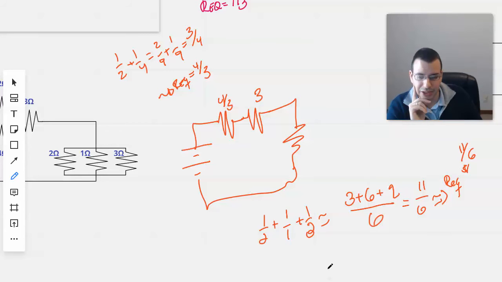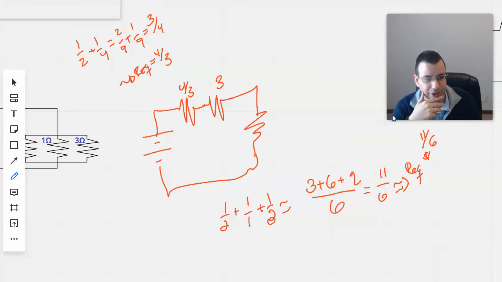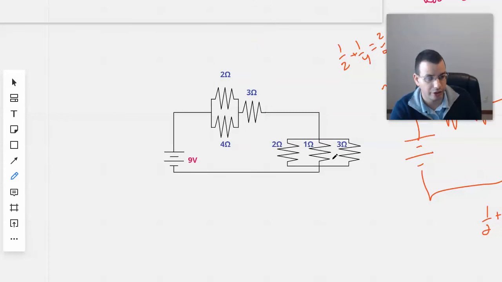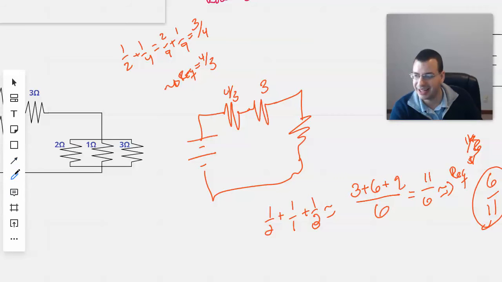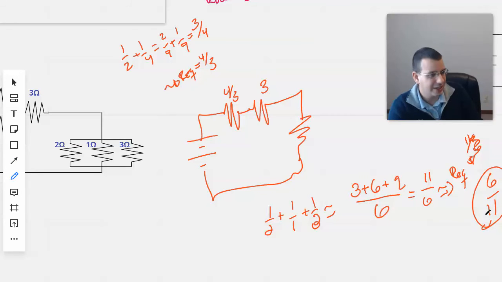I probably messed something up. I did mess something up. 6/11. The reason I knew I messed something up is because 11/6 is bigger than 1, and the equivalent resistance that I would get would have to be less than any of the individuals. And 6/11, which is basically a half, plus a little bit, is less than all of them individually. So 6/11 is reasonable.